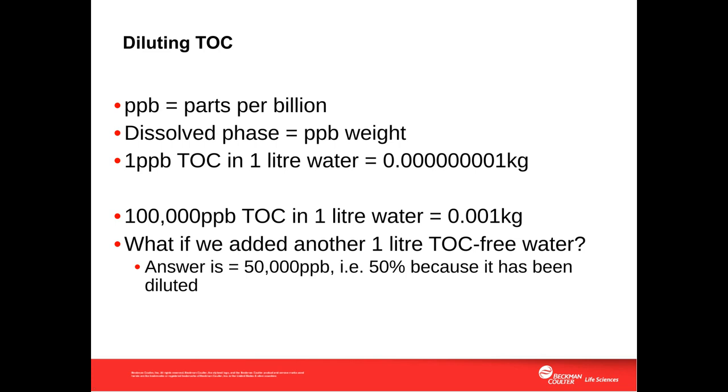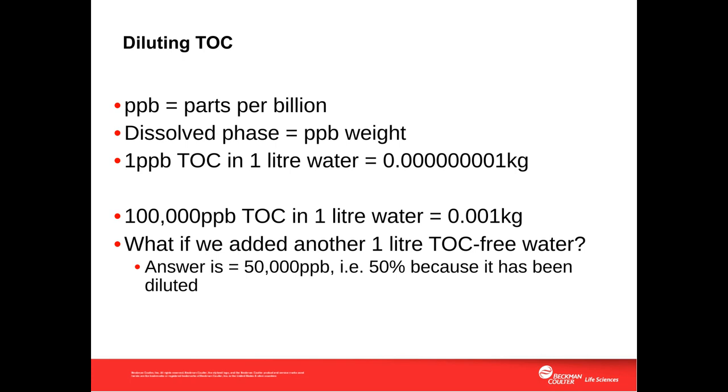So it's important to understand, because a 1 litre sample containing, say, 100,000 parts per billion of TOC, which is 100 micrograms per litre, if that's then diluted by another litre of TOC-free water, so water with no TOC in it, the TOC level in the resultant 2 litres of water is halved and is now just 50,000 ppb. So if you dilute the water sample under test, you reduce the ppb levels of TOC present.